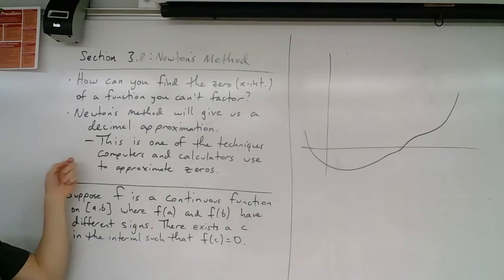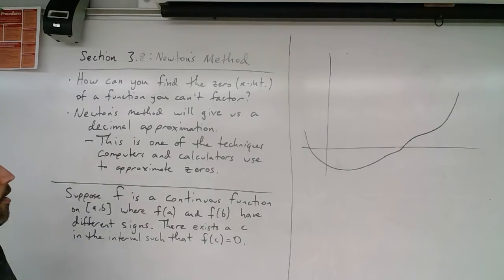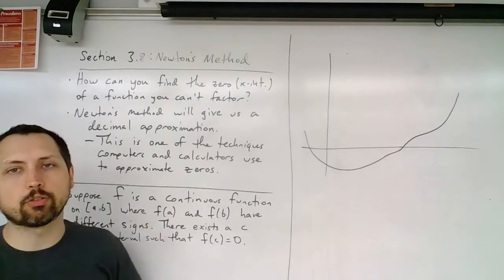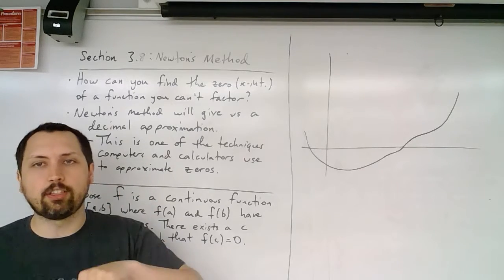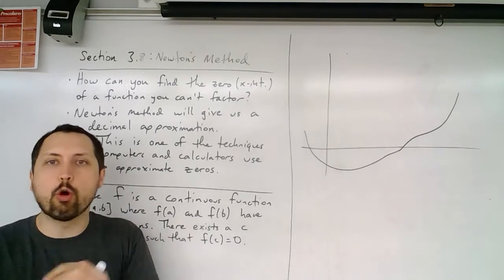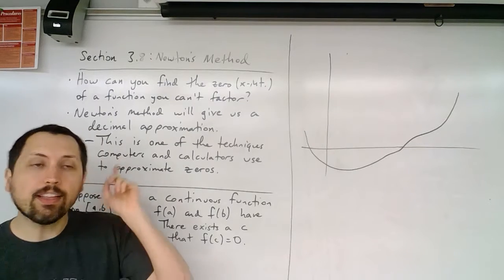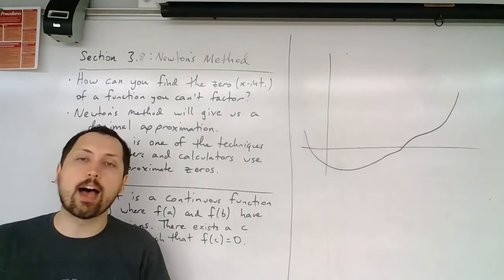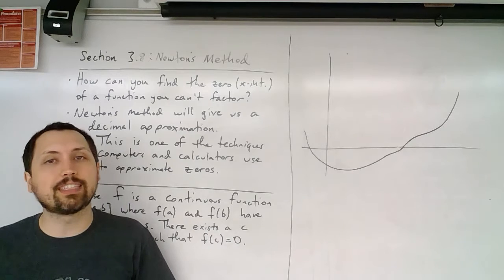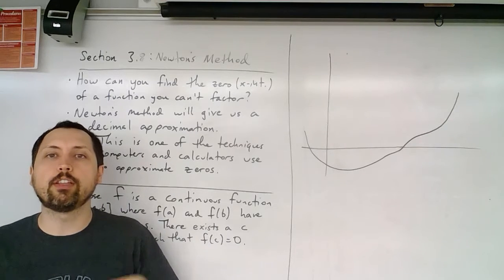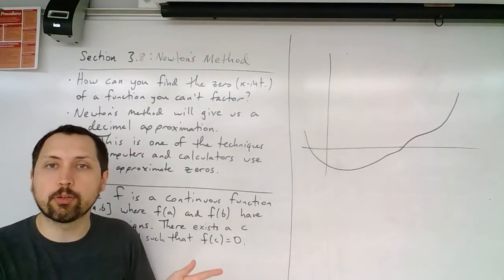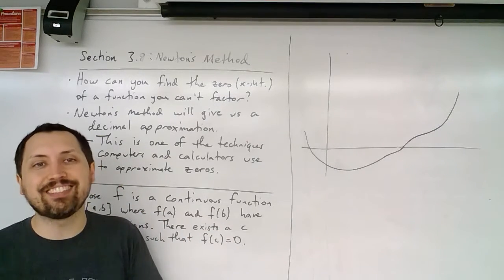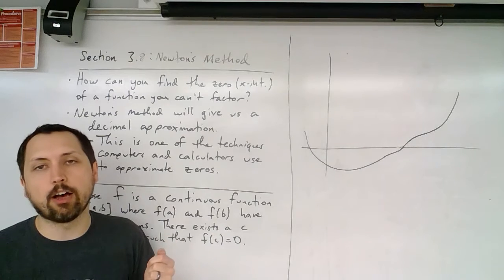Now, just as a little note, this is one of the techniques that calculators and computers use to approximate zeros. If you've ever used the feature on your calculator to find a zero, approximated to a whole bunch of decimal points, very likely Newton's method is behind the scenes helping us get to that point. So you are basically understanding how a calculator finds zeros without using factoring.